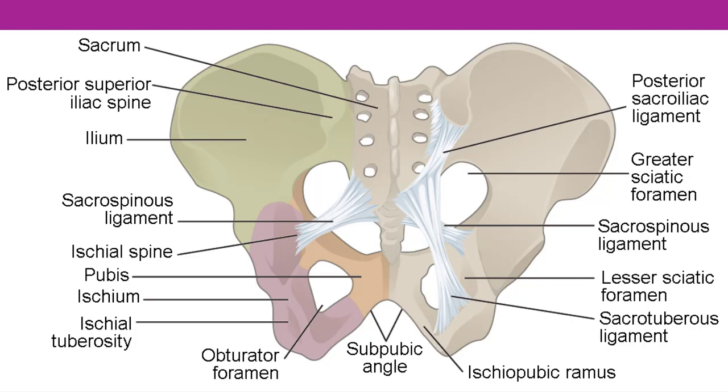The sacrospinous and the sacrotuberous ligaments also help to define two openings on the posterolateral sides of the pelvis through which muscles, nerves, and blood vessels for the lower limb exit. So the superior opening is the greater sciatic foramen. This large opening is formed by the greater sciatic notch of the hip bone, the sacrum, and the sacrospinous ligament. The smaller, more inferior lesser sciatic foramen is formed by the lesser sciatic notch of the hip bone together with the sacrospinous and the sacrotuberous ligaments.